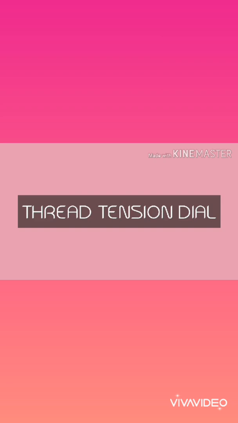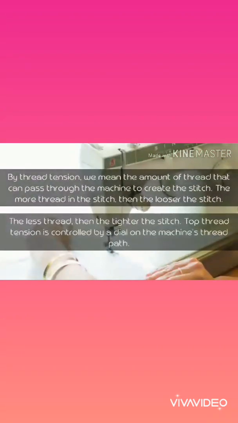Thread tension dial. By thread tension, we mean the amount of thread that can pass through the machine to create the stitch. The more thread in the stitch, the looser the stitch. The less thread, the tighter the stitch. Top thread tension is controlled by a dial on the machine's thread path.